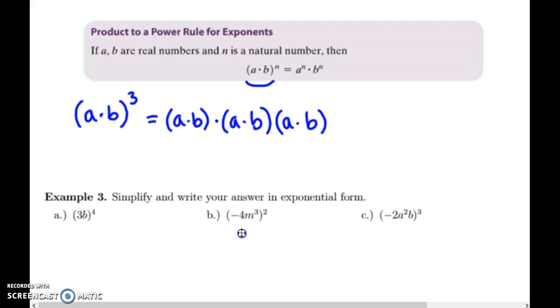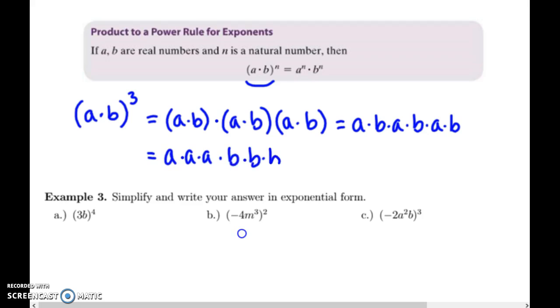Using the associative property, I can drop all of the parentheses, and using the commutative property, which we talked about at the beginning of the semester, I can rearrange all of this. So I have A times B times A times B times A times B, or I could put the A's together: A times A times A times B times B times B. So I see that I've got A to the third power times B to the third power. Nice and easy.